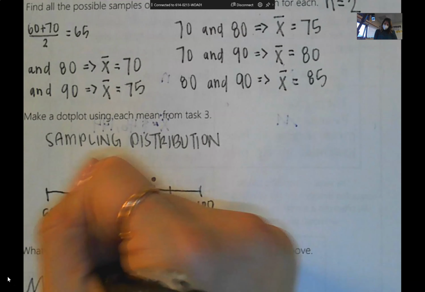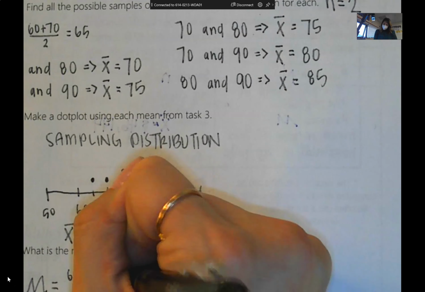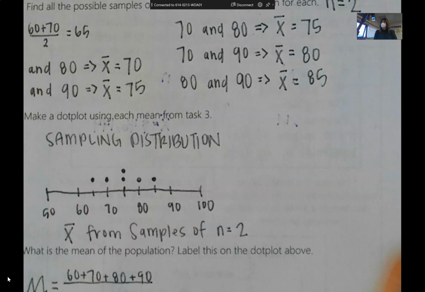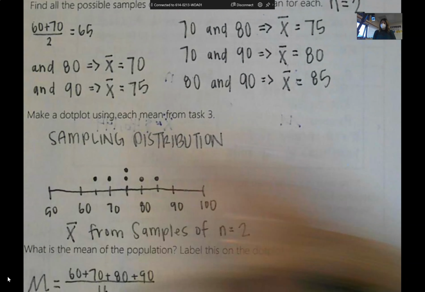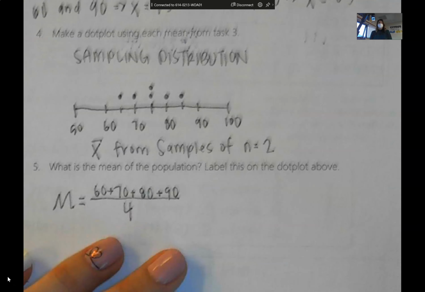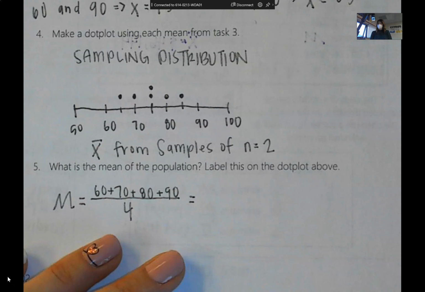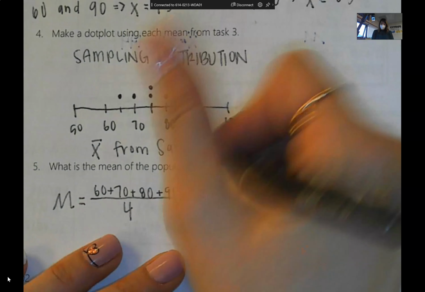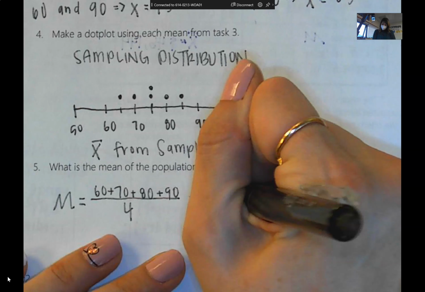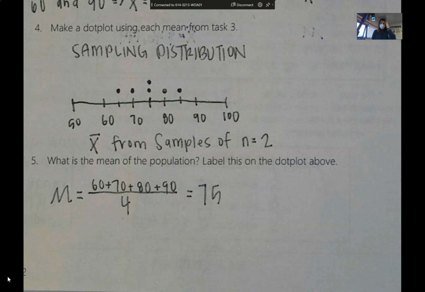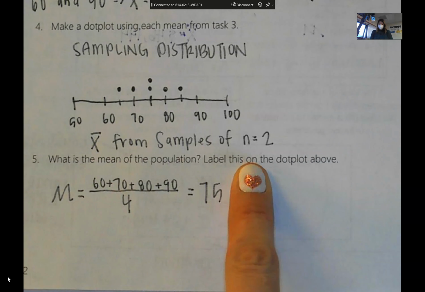Okay, so down here, we do 60 plus 70 plus 80 plus 90, all over 4. What does that guy equal? 75? Somebody will double check it for us, I think. Yeah.